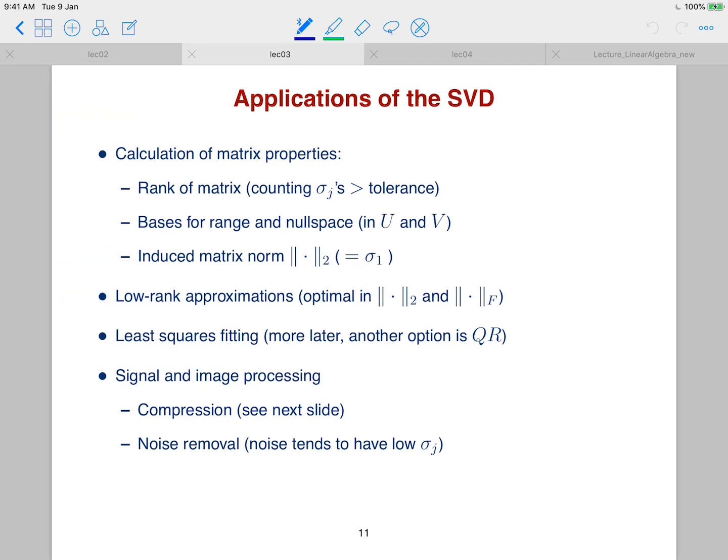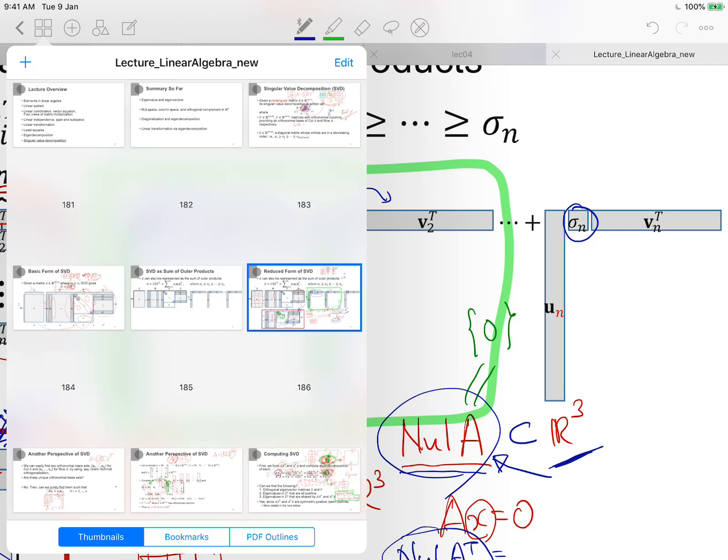So this low rank approximation is quite closely related to dimension reduction. Okay, so if you studied, for example, PCA or principal component analysis, the problem setting is slightly different.